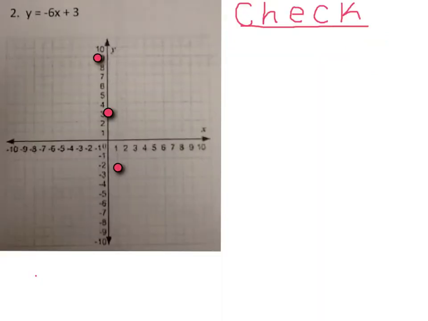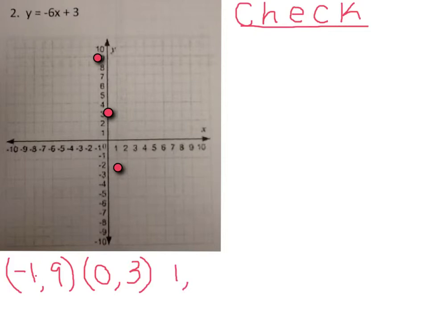If I want to check my answer, I notice that I have points at negative 1, 9, zero, 3, and 1, negative 3. I can try each of these points in my equation to check my work. The equation for my line is y is equal to negative 6x plus 3.